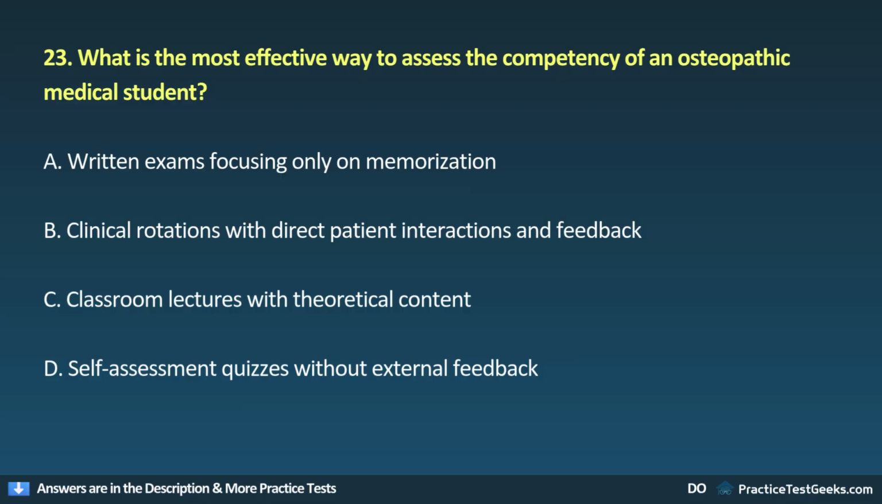23. What is the most effective way to assess the competency of an osteopathic medical student? A. Written exams focusing only on memorization. B. Clinical rotations with direct patient interactions and feedback. C. Classroom lectures with theoretical content. D. Self-assessment quizzes without external feedback.